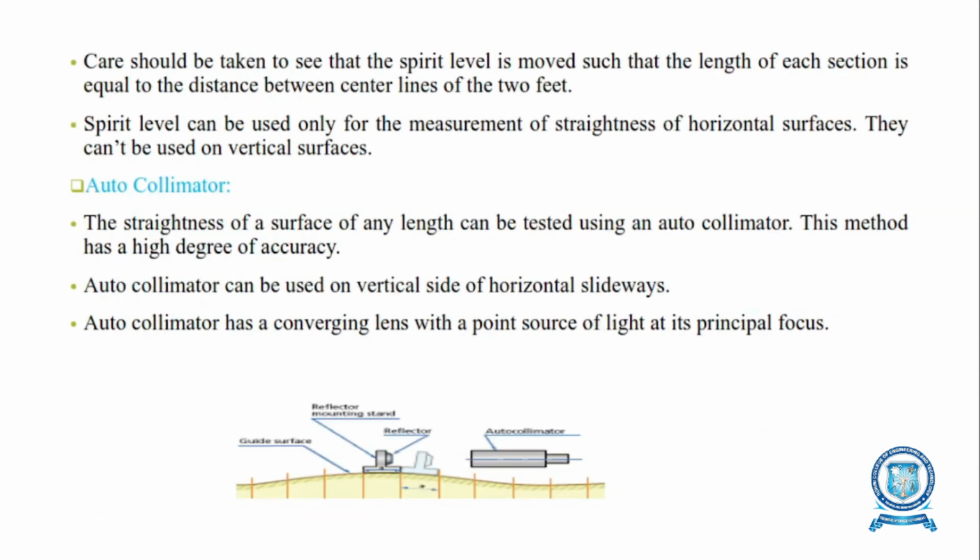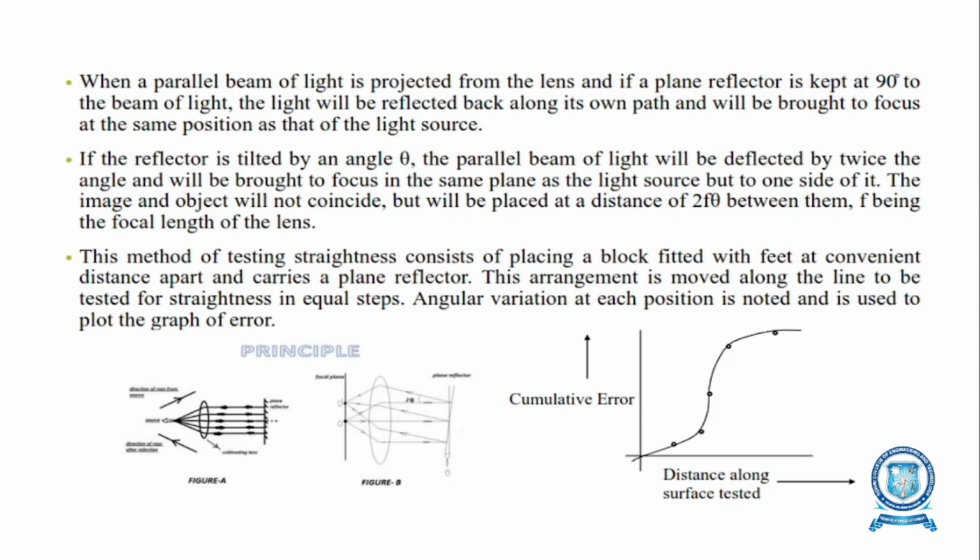Then the third one is the autocollimator. This autocollimator is used to find the straightness of a surface. The straightness of a surface of any length can be tested using this autocollimator. It has a higher degree of accuracy, so we can get a precise output from it. It is used on the vertical side of horizontal slideways, and it has a converging lens with a point source of light at its principal focus. This autocollimator we also already studied in the second unit.